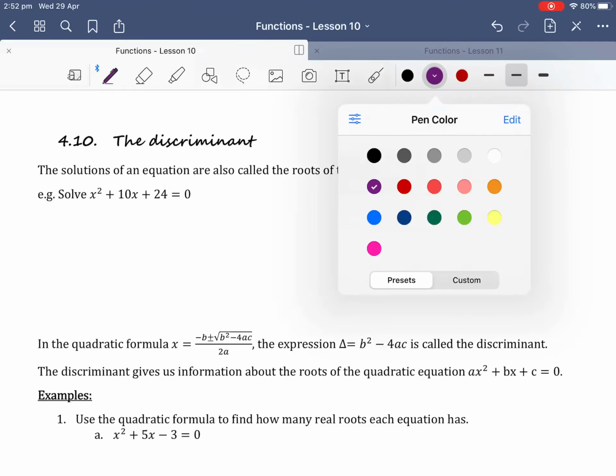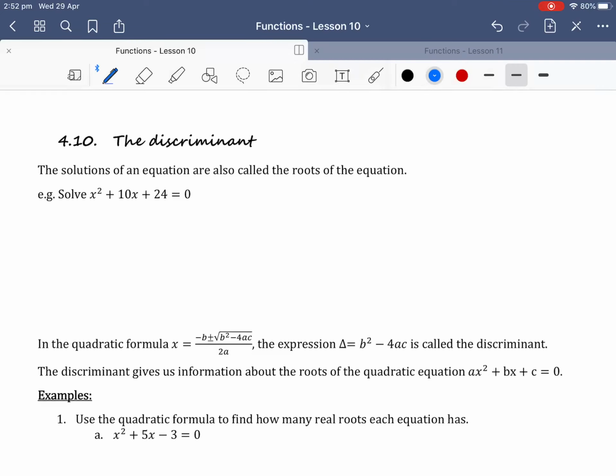If we were to solve this, we would write that we have a product of 1 times 24, which is 24, and a sum of 10, and we need factors of 24 that add to 10. We need them both to be positive, so we need two positive numbers that add to 10. We have 4 and 6 as factors of 24 that add to 10. So we can then put these in brackets: x plus 4, x plus 6 equals 0.